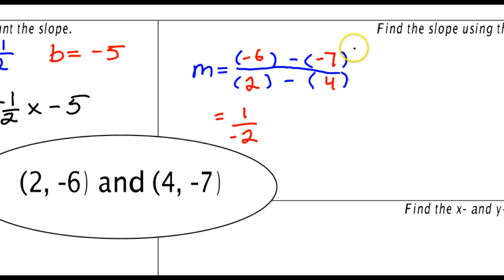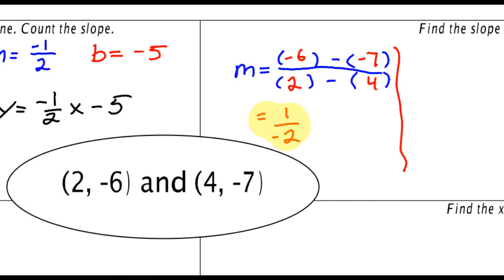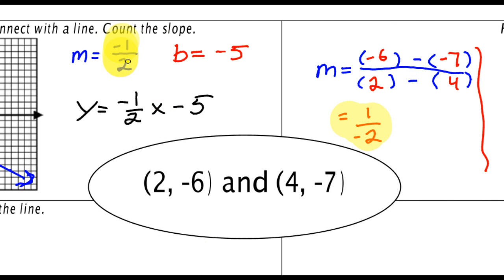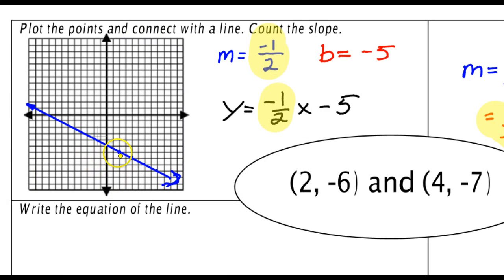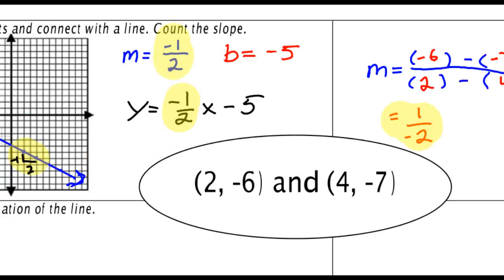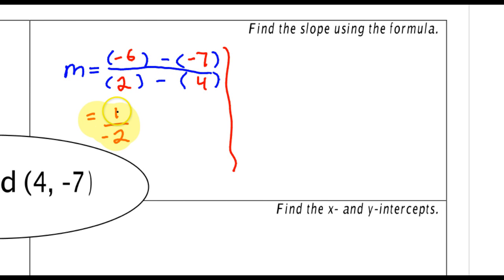Now, no surprise, right, that this answer has to be the same as what we got over here from what we counted from these 2 points. We have to get the same thing. And that's really why we're doing this, to tie together everything. We went down 1, right 2. That's why we got this equation. If we solve it without a graph, we still should get the same thing.